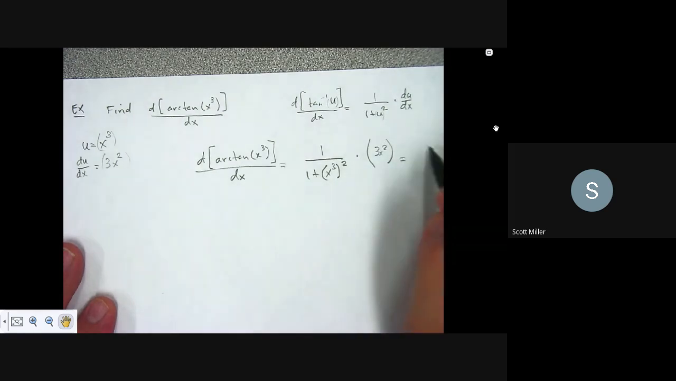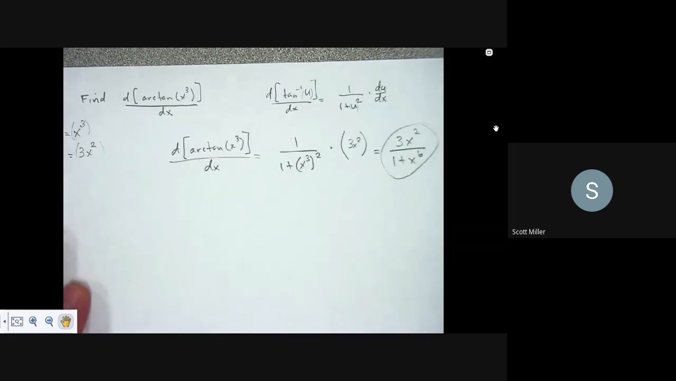And then all I have to do now is just clean this up. This is 1 plus x to the 6th. And you are done.